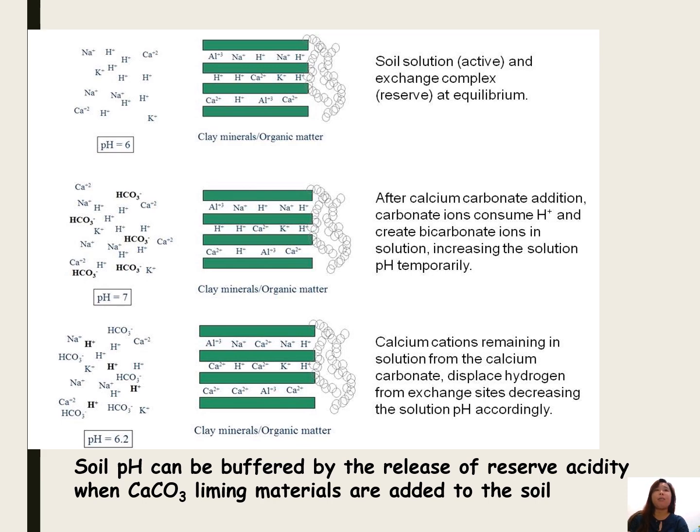But you can notice on the third figure, for example, from pH 6 it becomes pH 7 because of the calcium carbonate addition, but it can return. It can be buffered by the release of reserve acidity. It could return to a pH of 6.2 because some of the hydrogen ions are displaced and transferred to the soil solution.